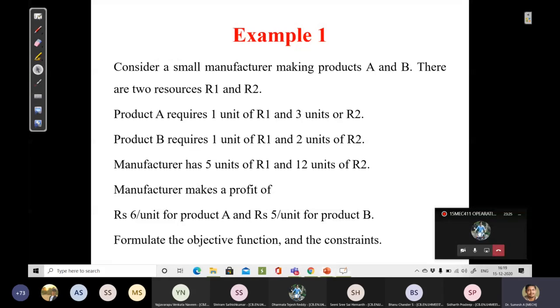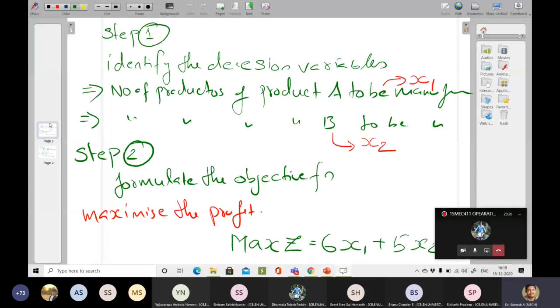The first step is to identify the decision variables: the number of units of product A to be manufactured, which I marked as x1, and the number of units of product B to be manufactured, which I marked as x2. Next is to formulate the objective function. The problem is to maximize the profit, so you have to maximize 6 into x1 plus 5 into x2.